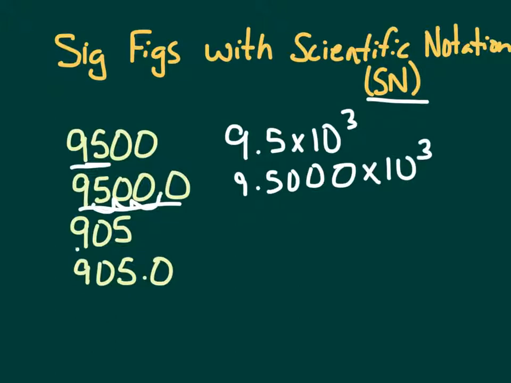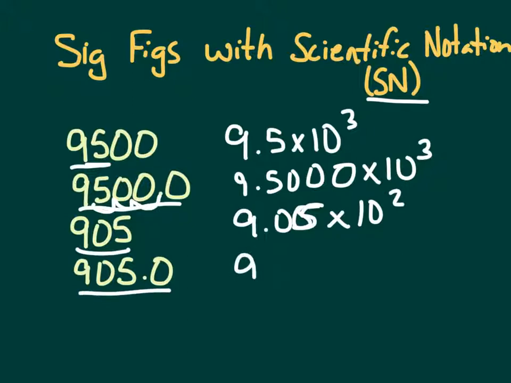This one, these are all significant, so we would put 9.05. Whoops, that's a 5, believe it or not. Times 10 to the second. And this last one right here, they're all significant again. We would put 9.050. We include all significant digits in there. Times 10 to the second on that one.